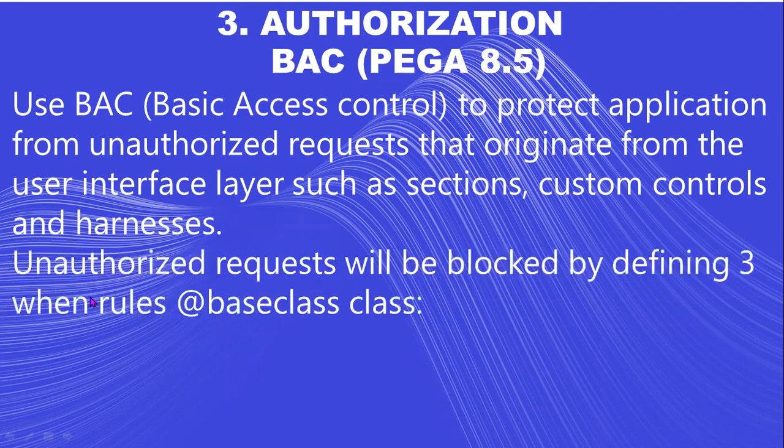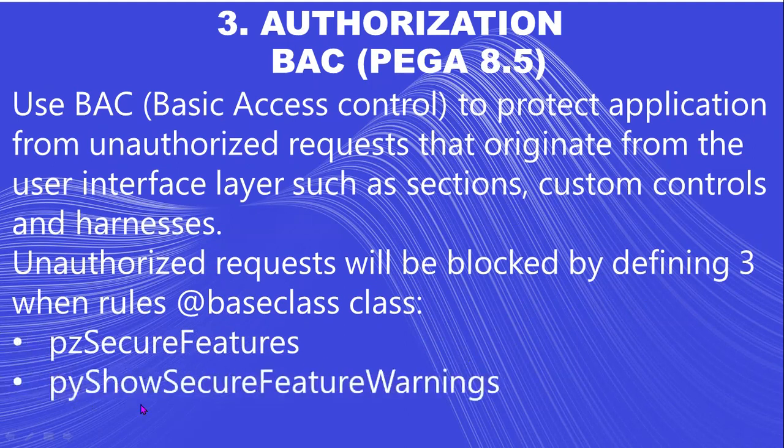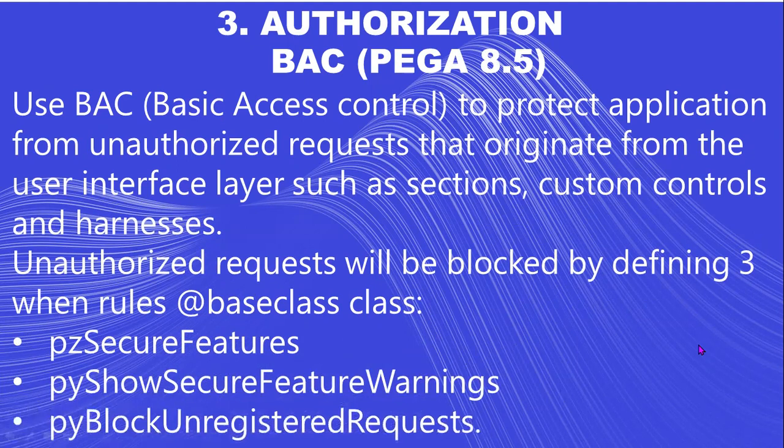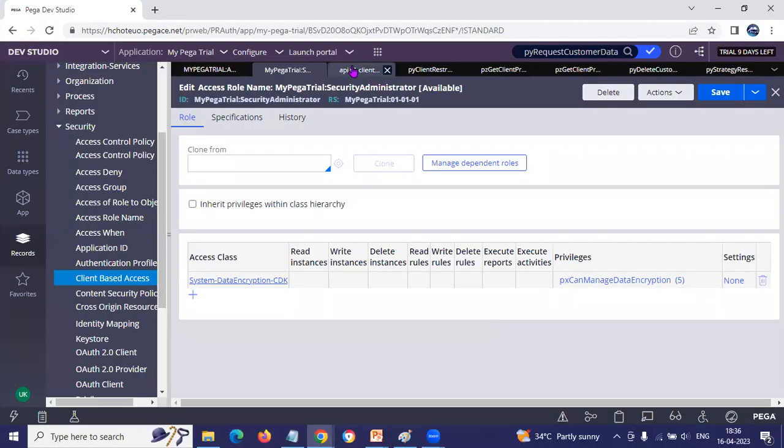So how can you do that? This unauthorized request will be blocked by defining 3 when rules. Mainly there are 3 when rules: pzSecureFeatures, pyShowSecureFeatureWarnings, and then pyBlockUnregisteredRequest. These are the 3 when rules by which you can implement this basic access control. So let's get into that.